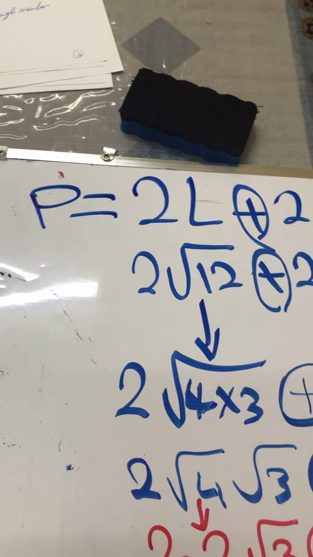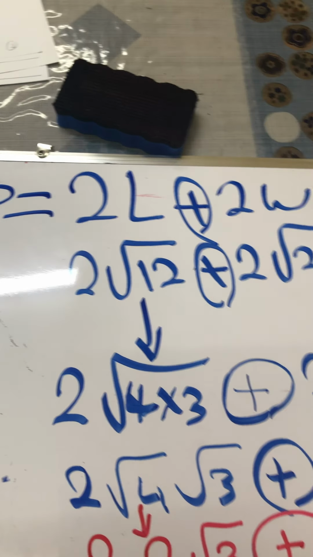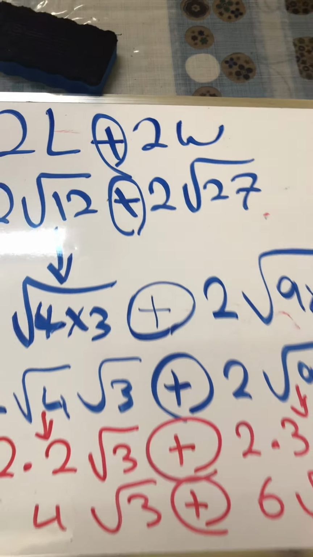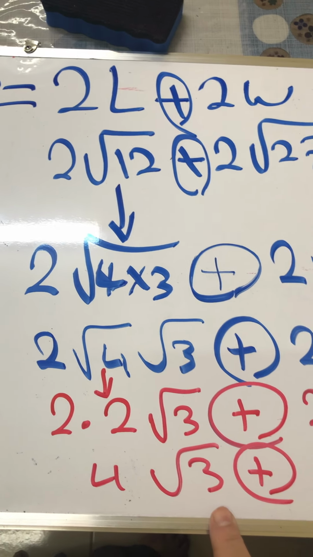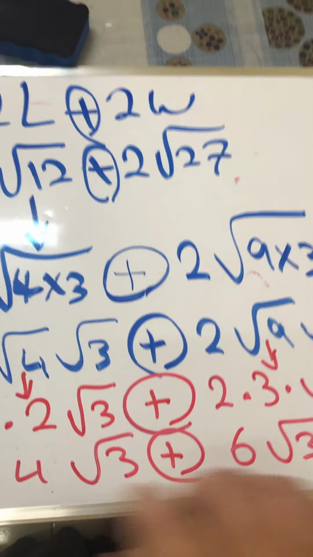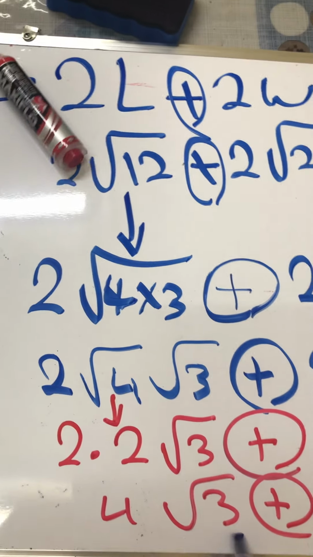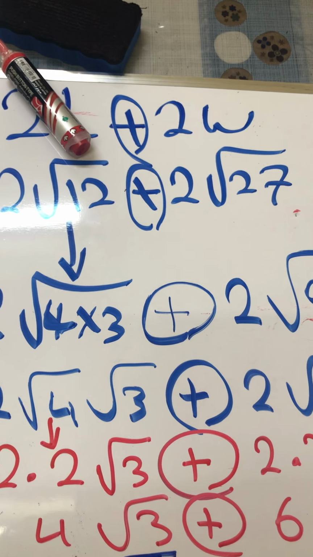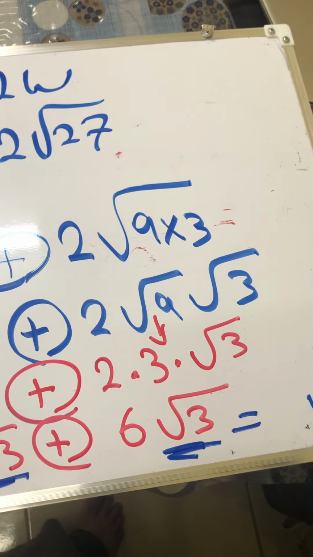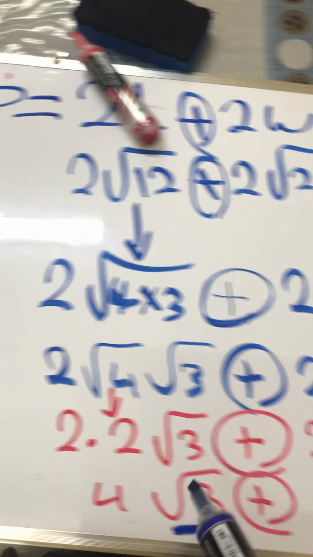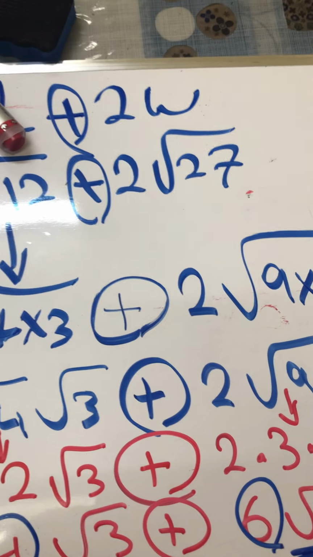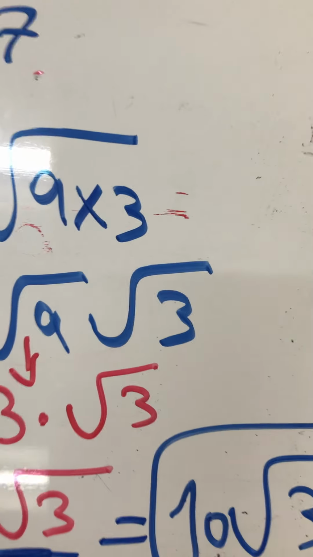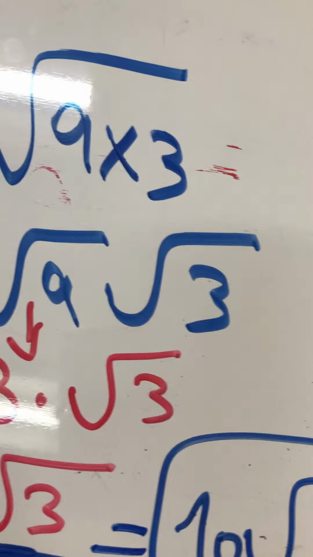Okay, now I have 4 square root of 3 plus 6 square root of 3. I have the same square root of 3, so I'll write it just one time, square root of 3, and add these two numbers. 6 plus 4 equal 10. And this is the answer of question number 14, the perimeter.